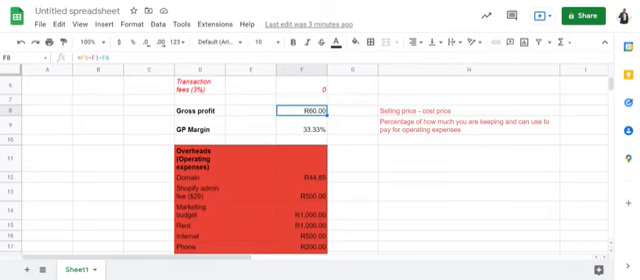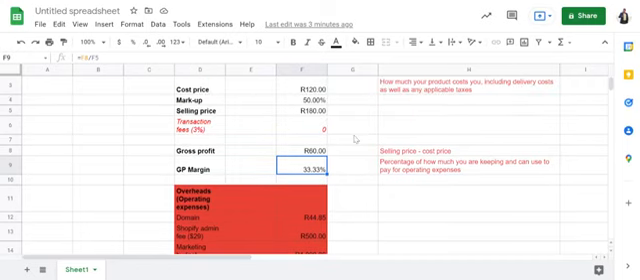So in this scenario, your GP margin, which is gross profit margin, basically means percentage. This is the percentage of how much you are keeping and how much you can use to pay for your operating expenses. Every time you sell your product, you are only keeping 33.3% of the money. So I'm selling it at 180, but I'm only keeping 60 Rand, which is 33%.